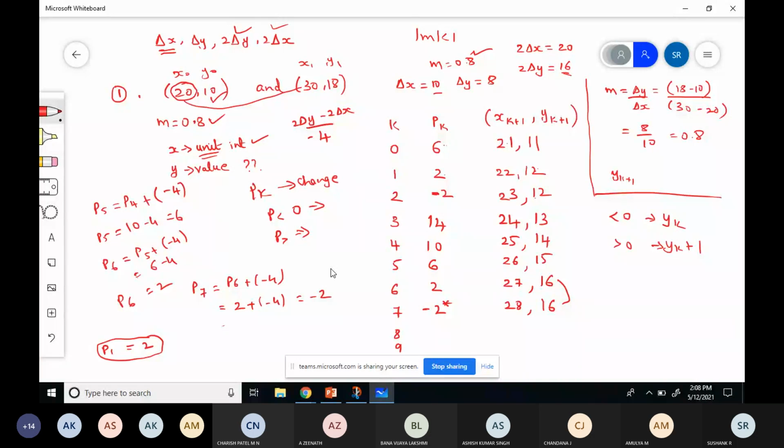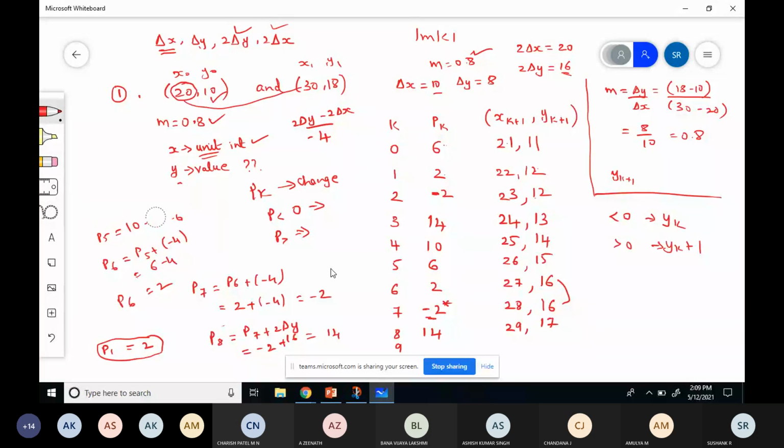After this, now pk is negative. Now the formula will change. So p8 is equal to p7 plus 2 times delta y. So p7 is minus 2 plus 2 times delta y is 16. So that it will be 16 minus 2, which will be 14. Now p8 will be 14, greater than 0, 29. So here also greater than 0 means 17.